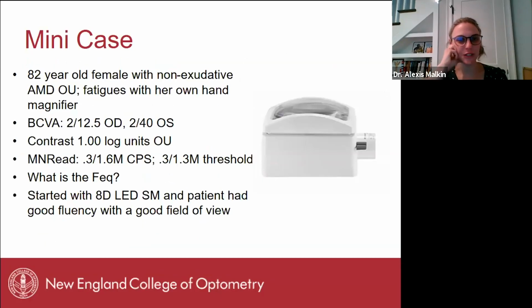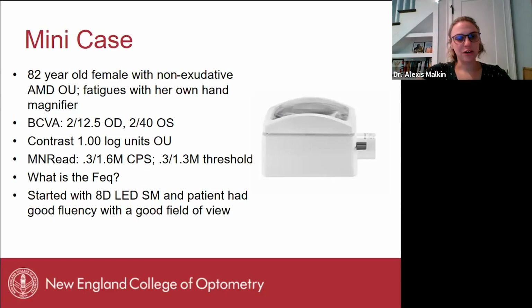And here is an 82-year-old with dry macular degeneration. She has a hand magnifier and she fatigues using it. She doesn't like having to hold a device all the time. She's 20/125 and 24/100. She has severely reduced contrast at 1.0 log units.